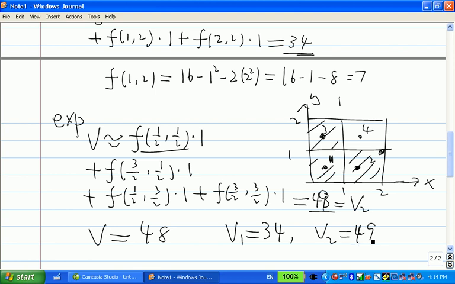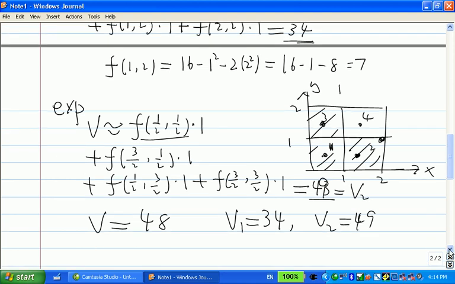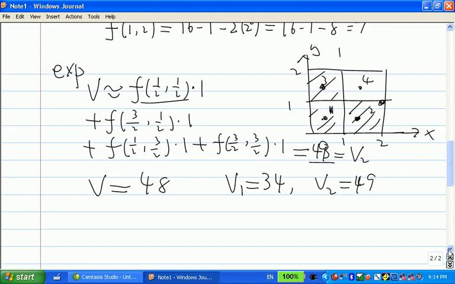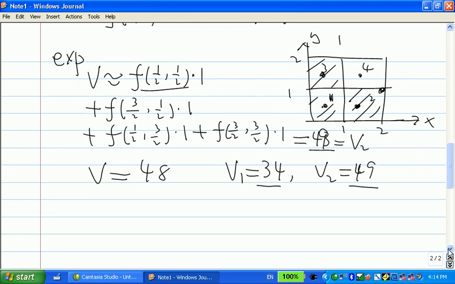I may have made a computation error. Okay, the important thing is the idea. It's 49. What is the difference between 34 and 49? They both use the same idea: try to approximate the volume under the surface by finding rectangular box volumes, then add them together. We'll always have 4 rectangular boxes. Now, what is the difference?